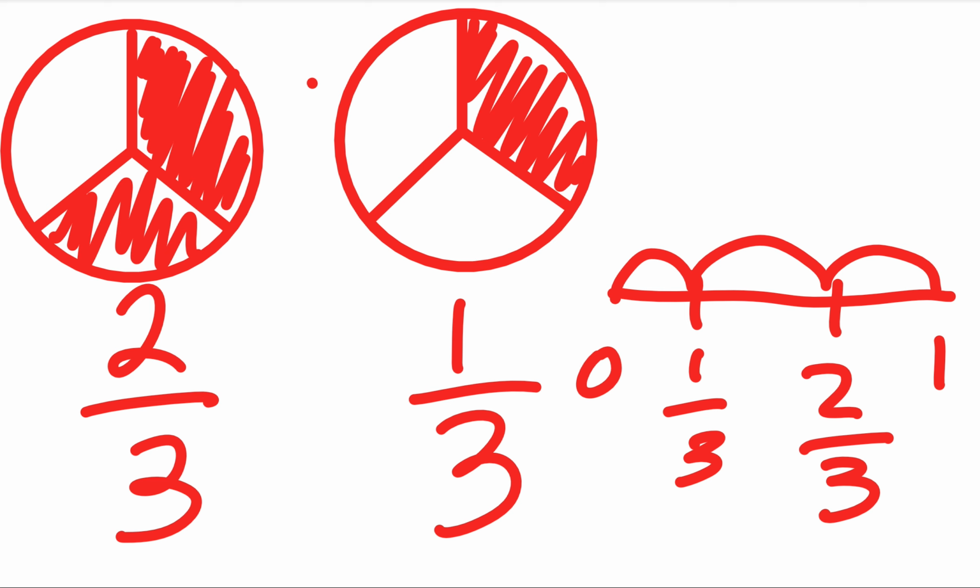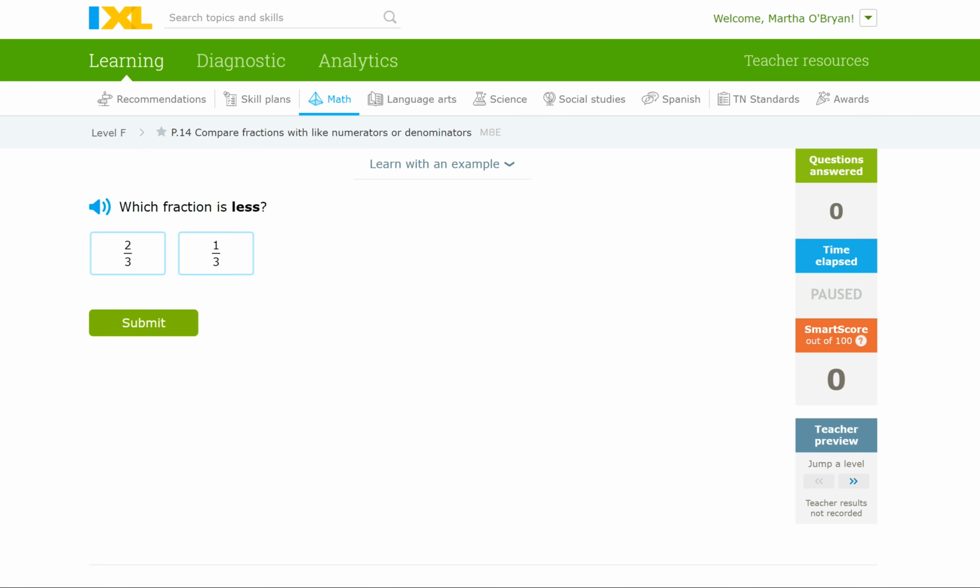So which one is greater? Which one takes up more of the whole? Well, it's 2/3. This question asks which fraction is less. Well, if you only have 1/3, you only have 1 out of the 3 pieces it takes to make up 1, so I only have 1 versus having 2.